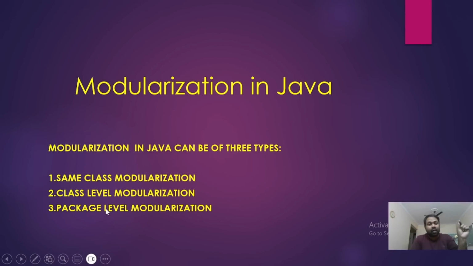I told you that you can have many packages also. Each package can have multiple classes. You can create one class in one package here, and one more class in one more package here. I can say two folders: in one folder one class, in another folder another class. So modularization is very interesting. I will be explaining each and everything with example programs. So to start, let me begin with class level modularization, I mean, sorry, same class modularization.